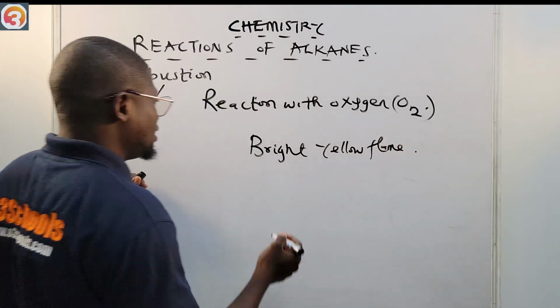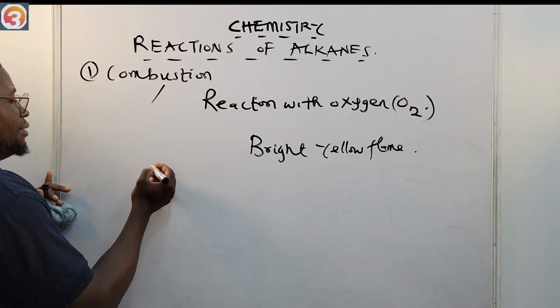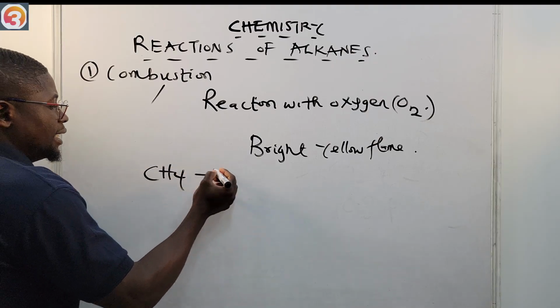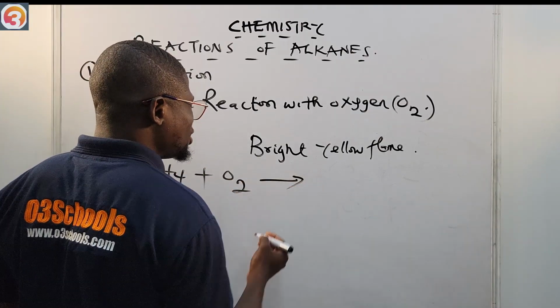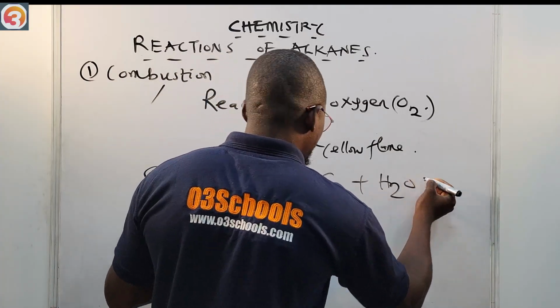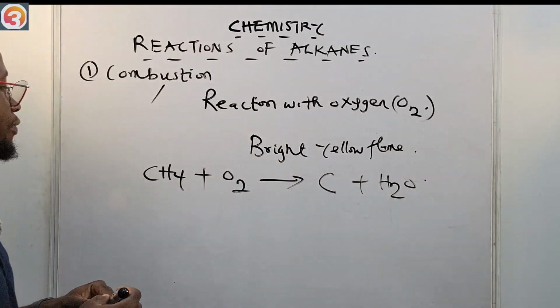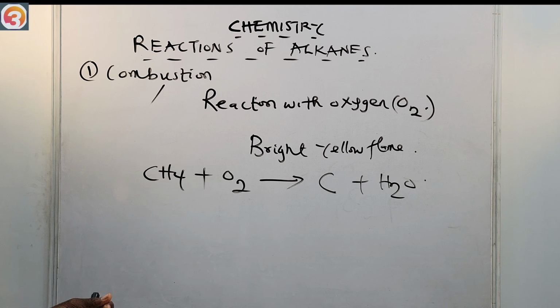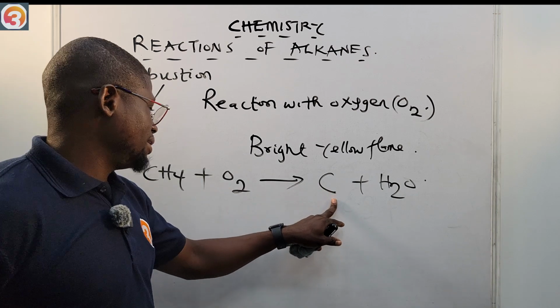Okay, all right, let us see the reaction. For example, we have methane plus O2. Because it's a case of incomplete combustion, we have C plus H2O. So let us balance this reaction. Is it balanced first of all? I don't think it is balanced. So let us balance. We have one carbon atom here, one carbon atom here.